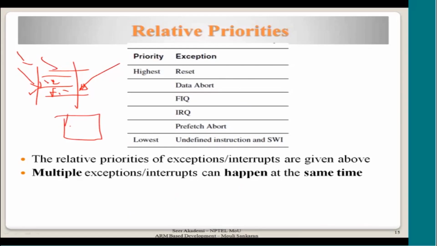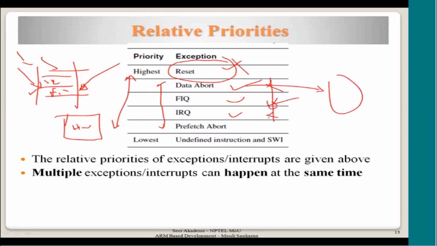It is actually hardwired, the relative priorities of each. So the processor knows that when a reset signal is given, along with a data abort, FIQ and IRQ, it will honor the reset and ignore them all. If reset is not there and other things are happening, it will not ignore them. They will wait. Maybe the first one will be acted upon, and after it is done with that job, it will come and act on the next, and then the next. So there will be some sequence followed, and that sequence is given by the priority given here. That is what I mean by relative priority.